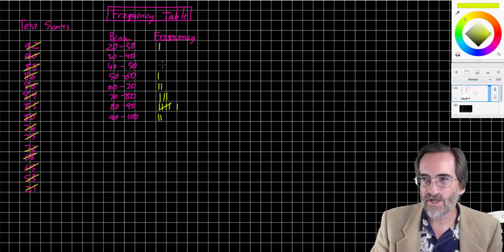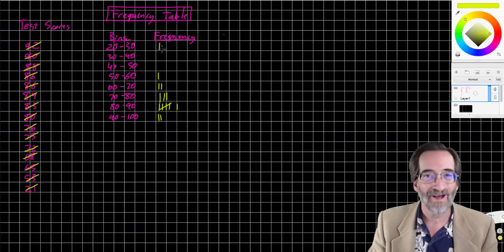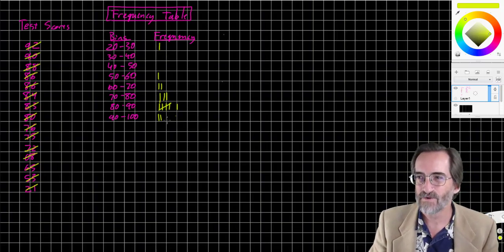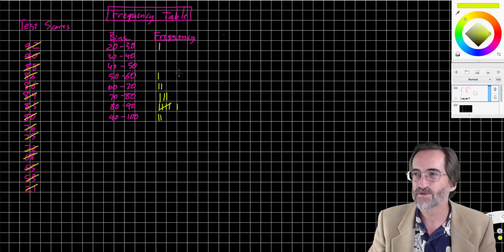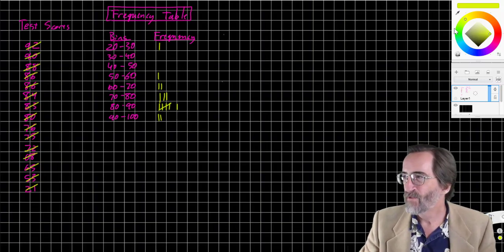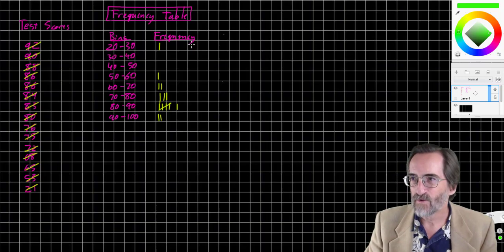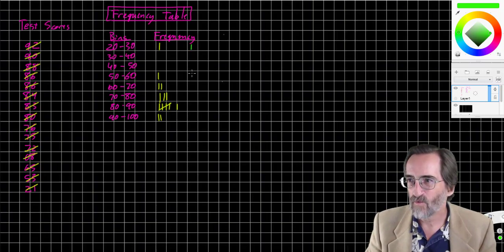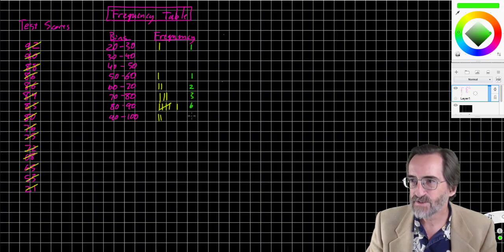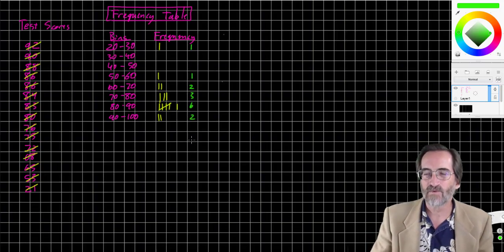And we can kind of see a little bit of a picture now. We can see, for example, that 21 score is an outlier. It doesn't seem to fit with the other data. There's a definite shape to the distribution. Okay? But more importantly, I'm going to write the number of the frequency. 1 score was here. 1 score was here. 2, 3, 6, and 2 is the frequency.